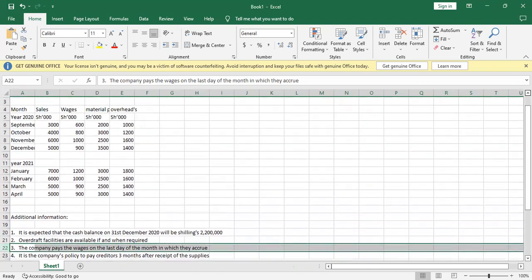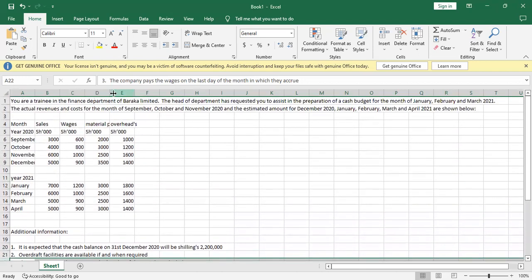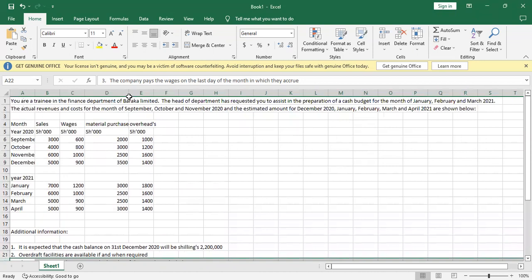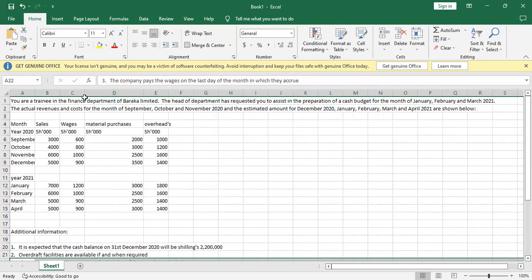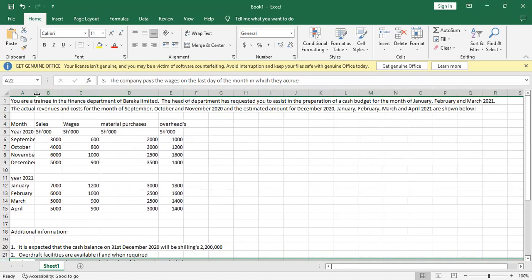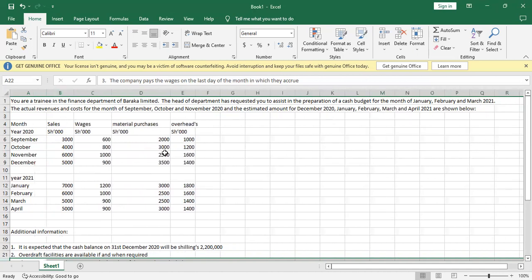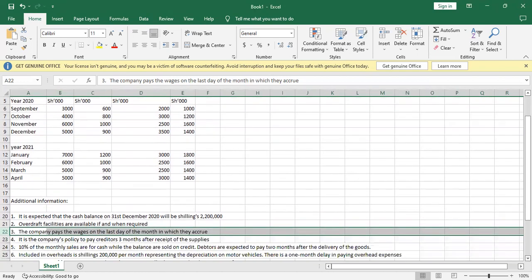So we are looking at the creditors. Let me see. You have the materials purchases, and when we purchase, assuming we are using credit terms, then these will be our creditors. Number 4: it is the company's policy to pay the creditors 3 months after the receipt of supplies.